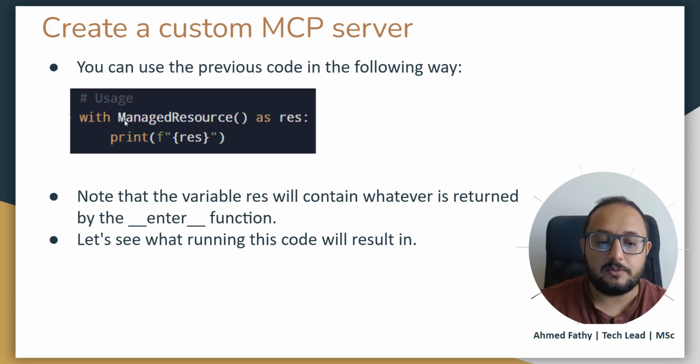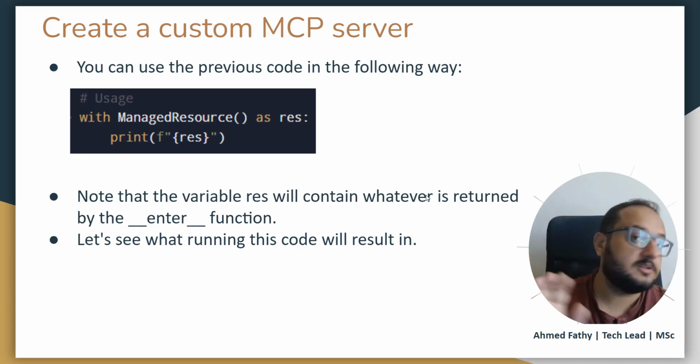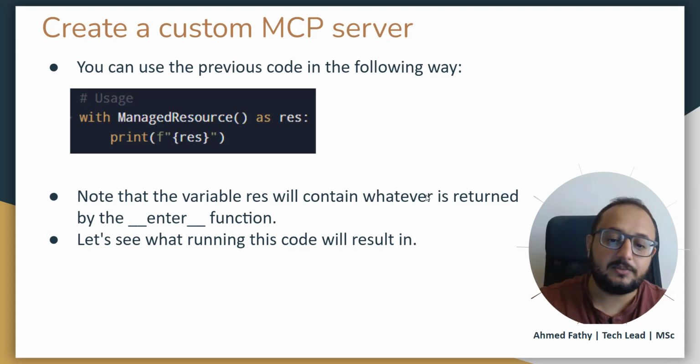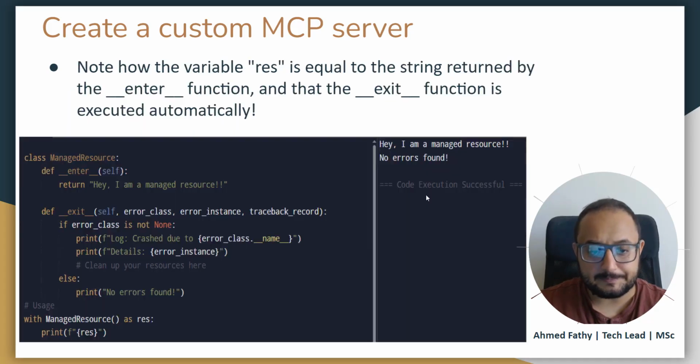Here you instantiate an instance of this class, and then: with ManagedResource as res, print res. Note that the variable res will contain whatever is returned by the enter function, not the constructor, not the init function, just the enter function. So let's run this code and see what happens.